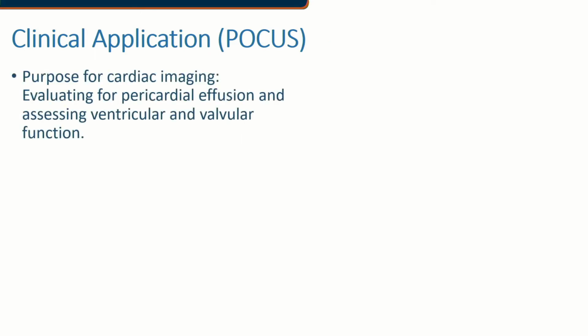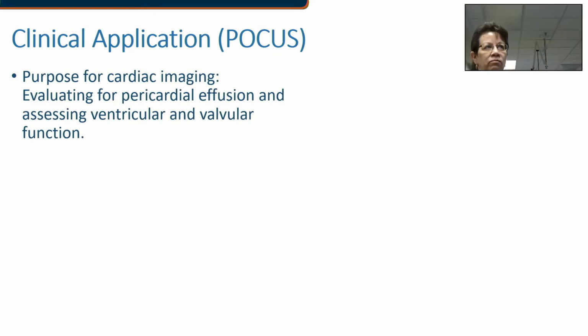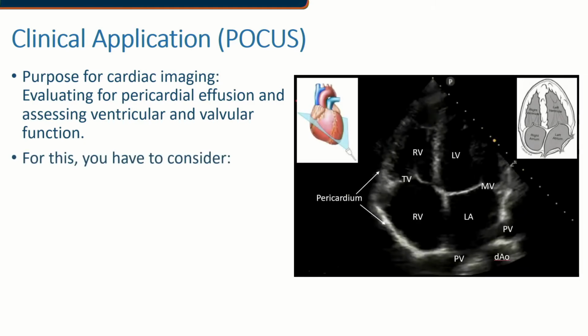So for our clinical applications, for the purposes of doing this cardiac imaging, oftentimes in point of care you're evaluating for pericardial effusion, but you can also assess ventricular and valvular function for this particular view as well. For this, you have to consider the heart anatomy relative to the sound beam. Now, when I say heart anatomy relative to the sound beam, if you look at the drawn image to the left of the ultrasound image, you can see how the sound beam is pictured passing through first the apex and then moving to the base.